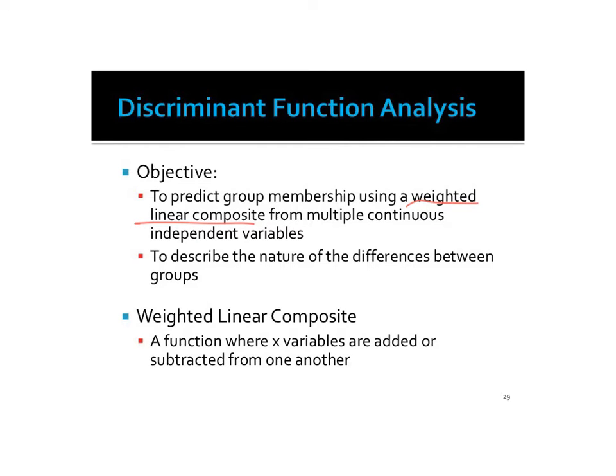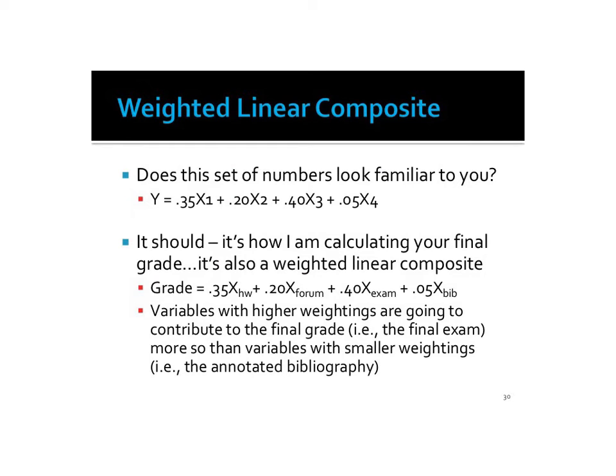By definition, a weighted linear composite is a function where x variables are added and subtracted from one another. Visually, it looks a little bit more familiar, something like this, where you have an initial weighted linear composite: y equals 0.35x1 + 0.20x2 + 0.40x3 + 0.05x4. This should look pretty familiar, as this is the weighted linear composite to create your final grade, where 35% of your final grade is based on your homeworks, 20% is based on your forms, 40% is based on your exams, and 5% is based on your annotated bibliography.